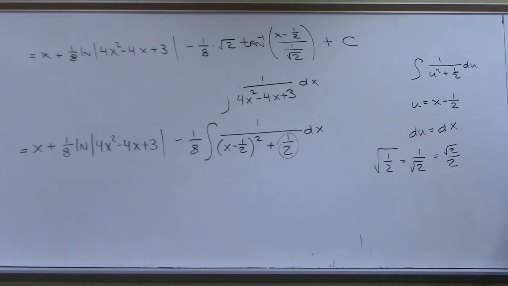And that's good enough. Yeah, you could do root 2 over 2 and then pop that 2 up top and make it a 2x minus 1. But you'd still have a root 2 on the bottom.